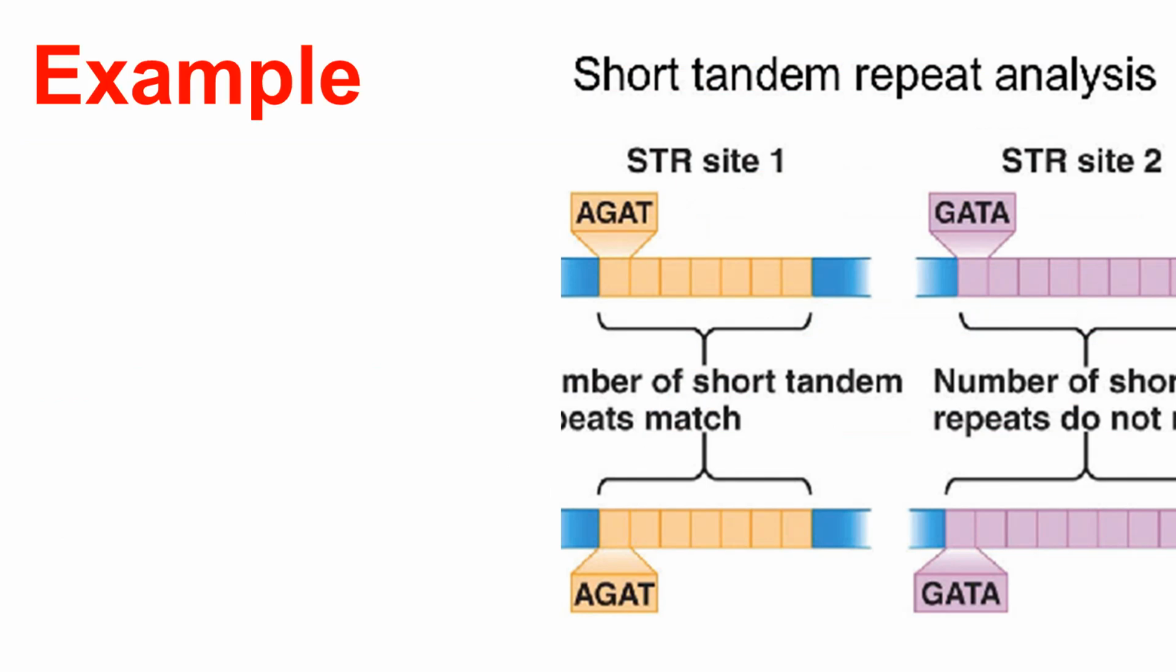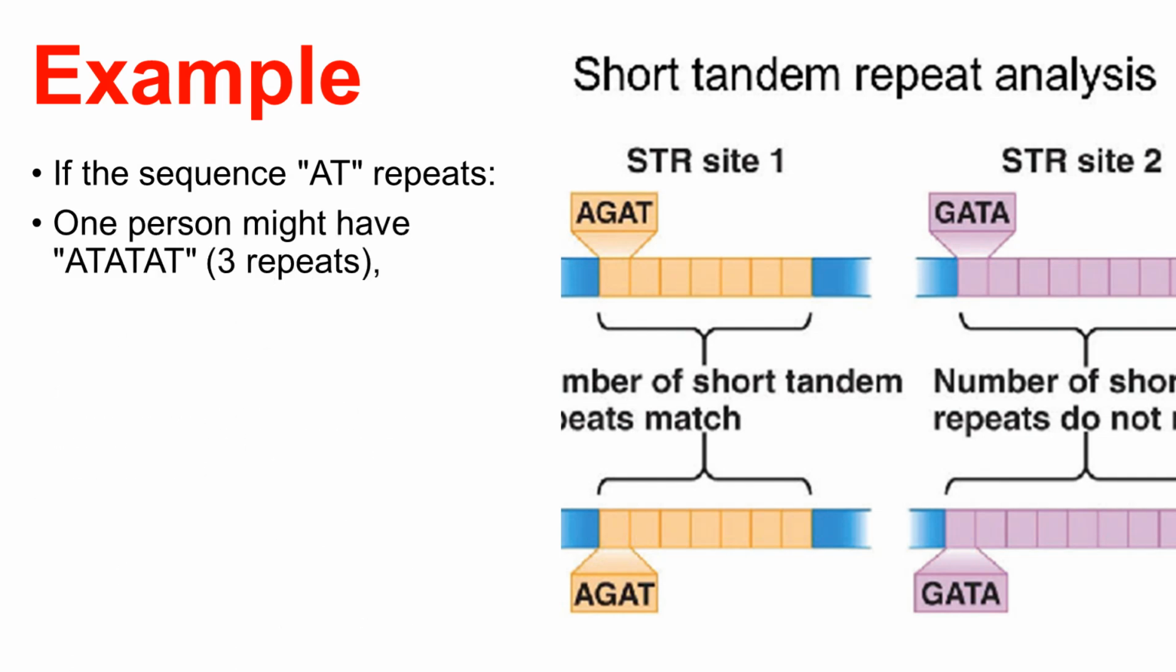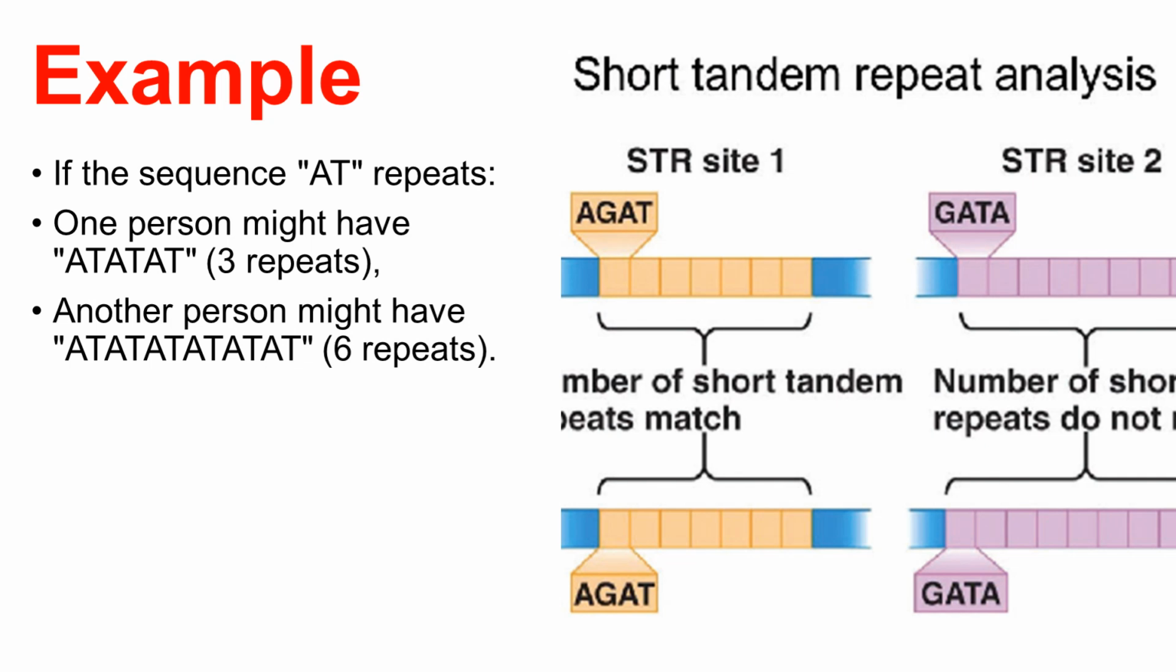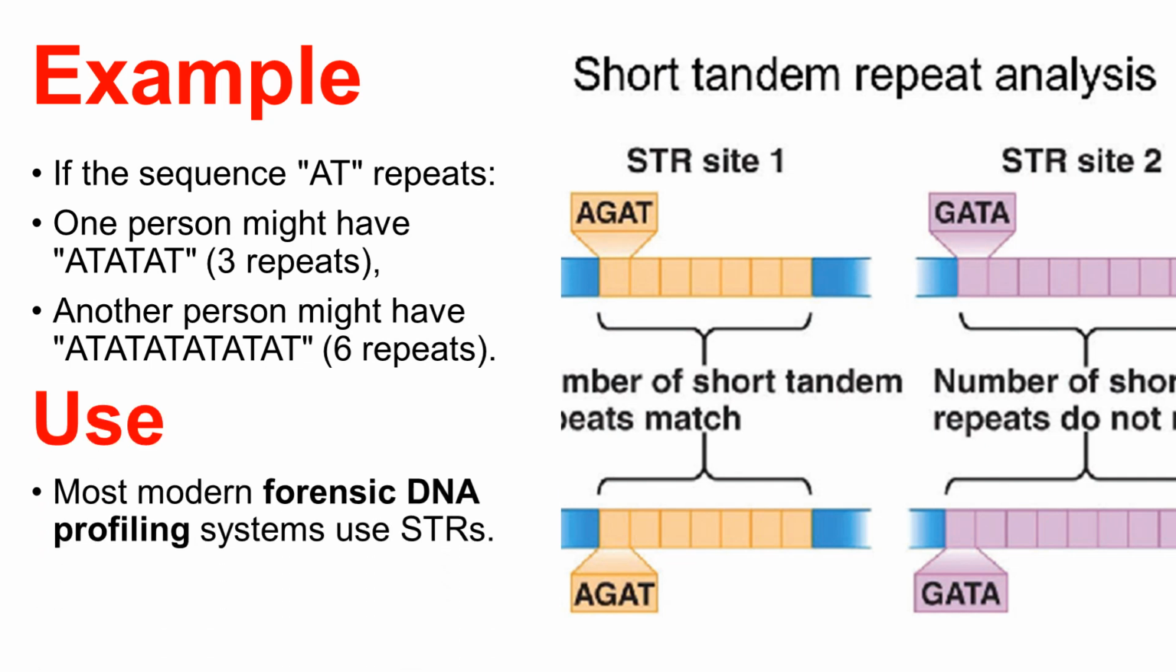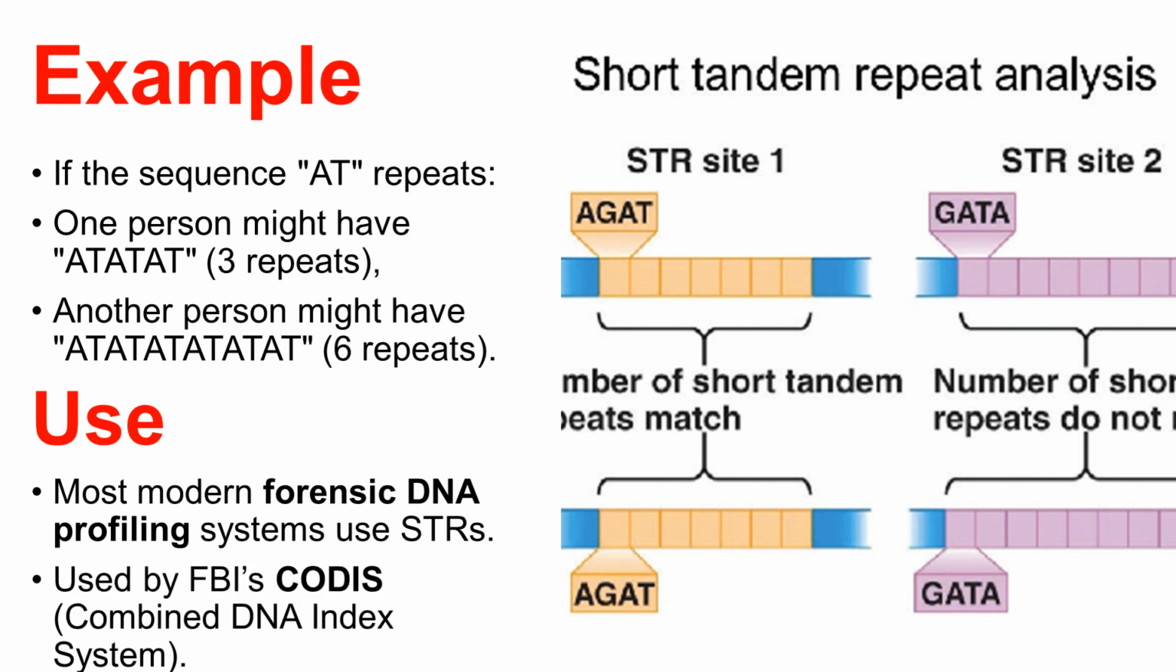Example: if the sequence is AT, one person might have ATATAT, 3 repeats. Another person might have ATATAT, 6 repeats. Use: most modern forensic DNA profiling systems use STRs. Used by the FBI's CODIS, Combined DNA Index System.